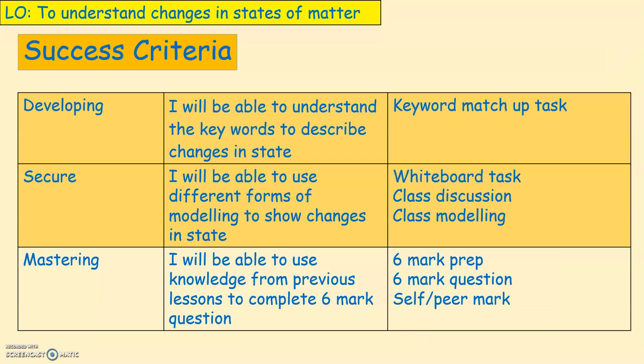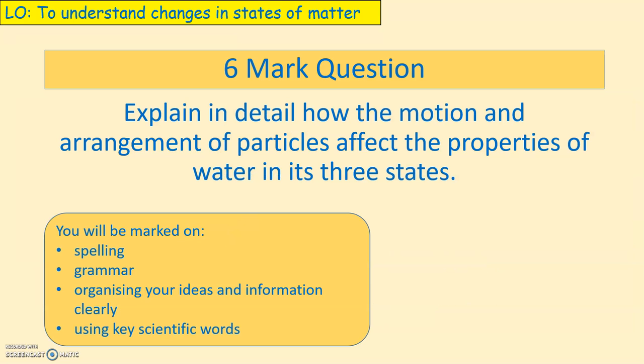Now, we've been able to secure this knowledge, whether you believe it or not. Yes, we've been able to do that. Now, this is the 6 marks question you're going to do, okay? Explain in detail how the motion and arrangement of particles affect properties of water in its three states. You're going to be marked based on spelling, grammar, organizing your ideas and information clearly, and using scientific words, okay?